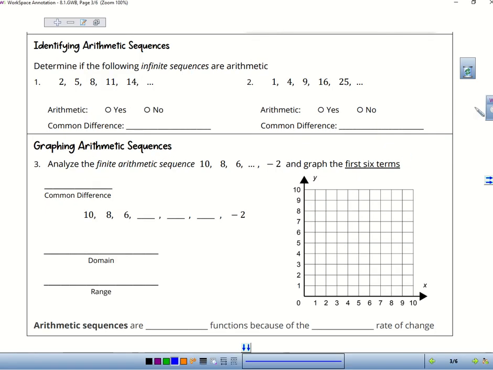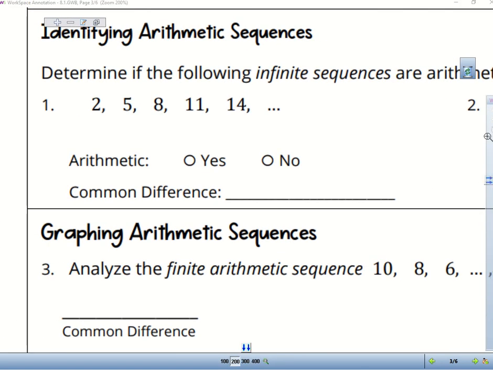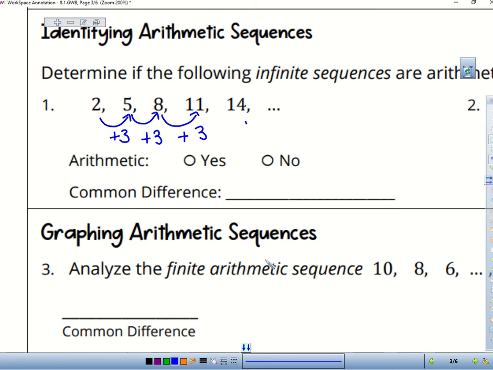So let's go ahead and look at a few examples just to get an idea of what these things are. The following are infinite sequences, meaning they go on forever in this pattern. So what do you notice the pattern is here? 3. Good. And it's not enough to just check the first one. You need to check at least 3 of them to verify the pattern. So would this be arithmetic? Yes. And its common difference would be 3. That's an arithmetic sequence.